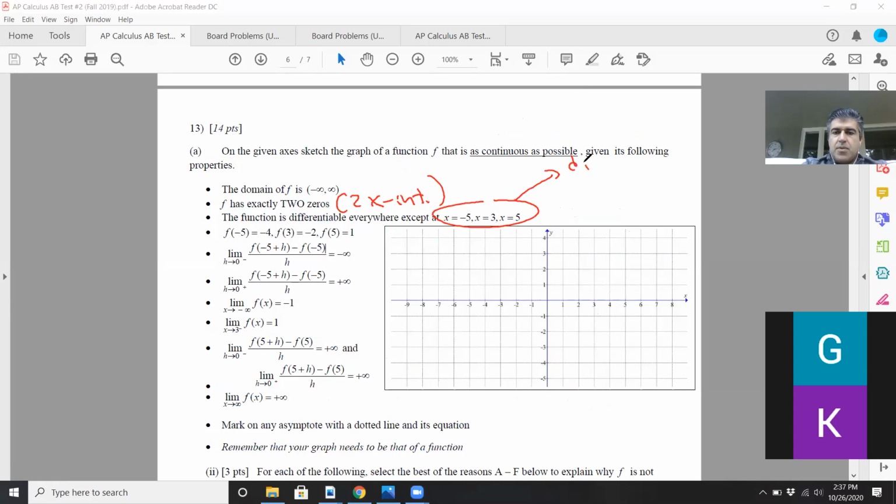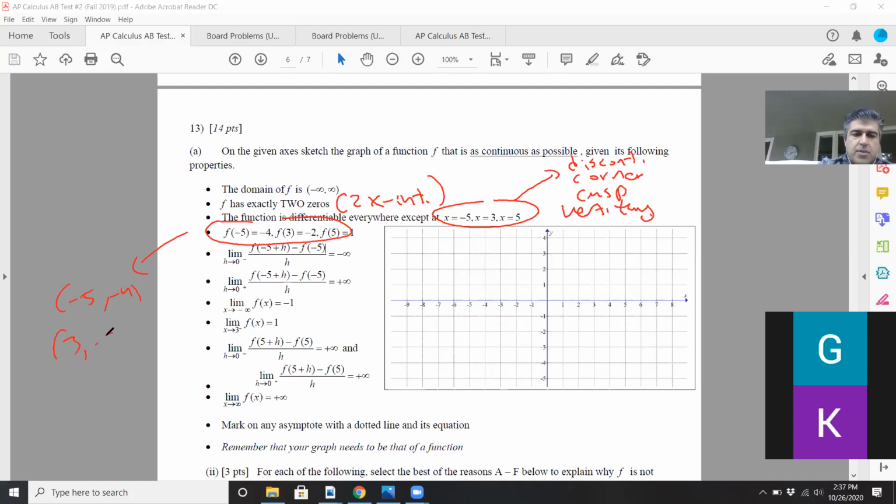You could have a discontinuity. You could have a corner. You could have a cusp. Or you could have a vertical tangent. So we're going to have to keep our eyes open for any of those 4 possibilities for each of those 3 points. Here, these are just points straight up. That's easy, right? (-5, -4).